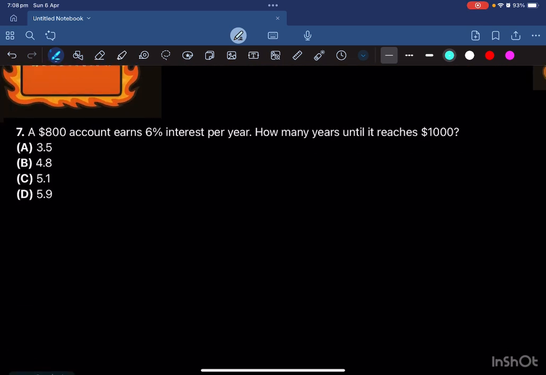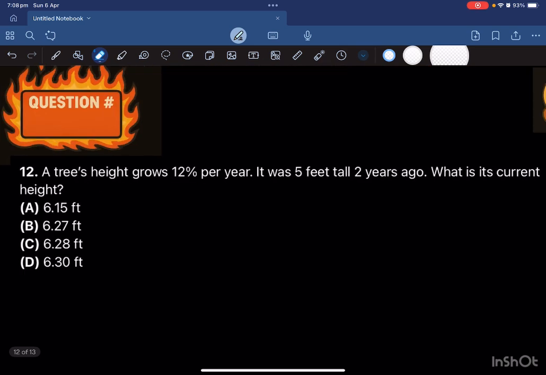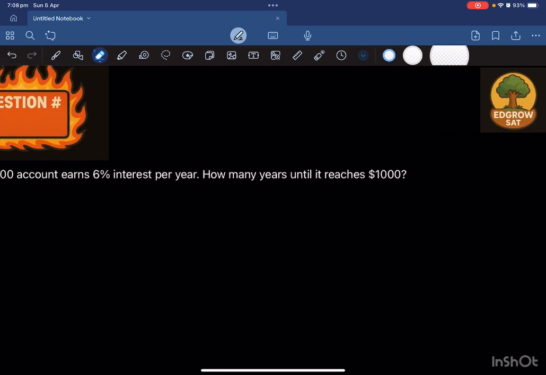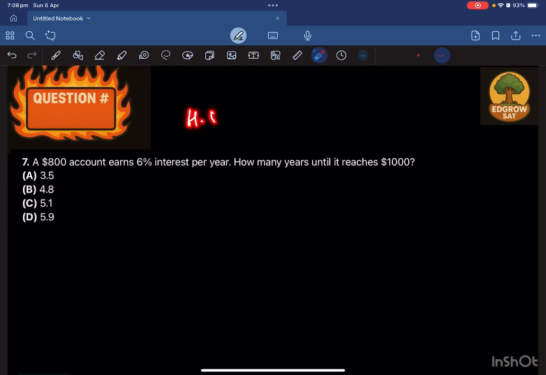An $1800 account earns 6% interest per year. How many years will it take? We have been given the final amount, quite similar to the first one, so we will not solve this. You can do this in your homework.